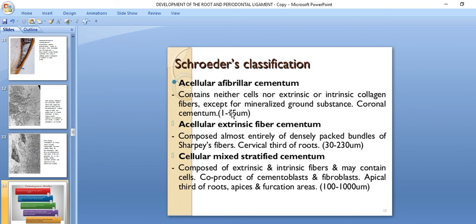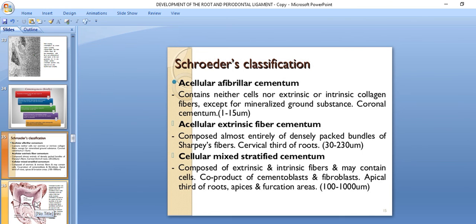And there is such a classification of cementum: acellular afibrillar cementum, acellular extrinsic fiber cementum, cellular extrinsic and intrinsic fiber cementum, and let's describe each type of cementum.